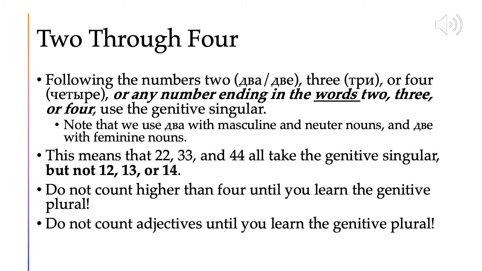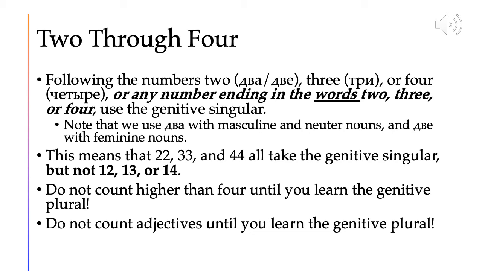Now let's talk about 2 through 4. And this is where things get really difficult because Russian, like most Slavic languages, distinguishes between one thing, 2, 3, or 4 things, and 5 or more things. And so far, we can only do 2 through 4 because 5 and above takes the genitive plural, and we don't do that yet. We just don't deal with numbers 5 or more yet. But following the numbers 2, 3, or 4, so два for masculine and neuter, or две for feminine is 2, 3 is 3, and 4 is 4.